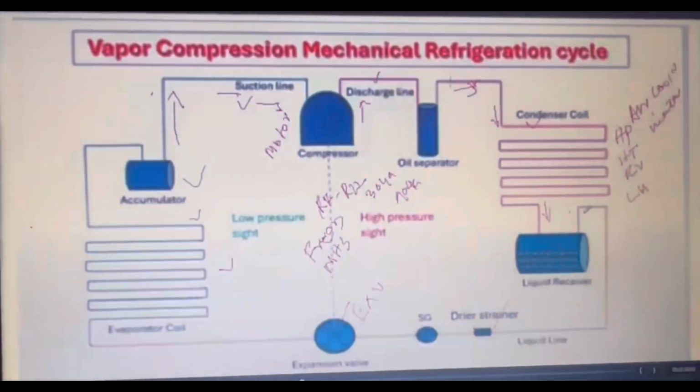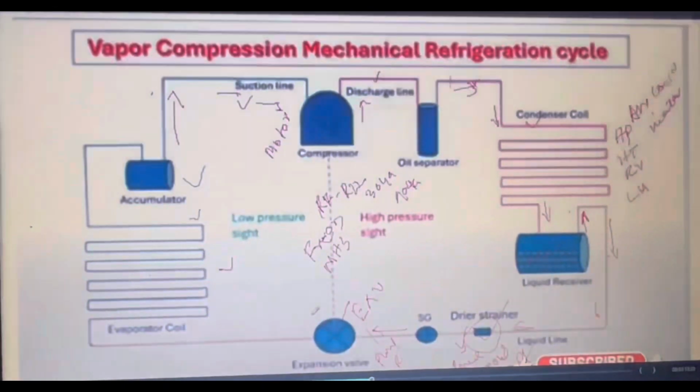The collected liquid from the liquid receiver then passes through the liquid line and the dry strainer. The dry strainer's job is to remove moisture and any dust or chemical particles from the refrigerant. So this is the strainer's purpose. After the dry strainer, the pure liquid refrigerant flows into the small hole of the expansion valve.